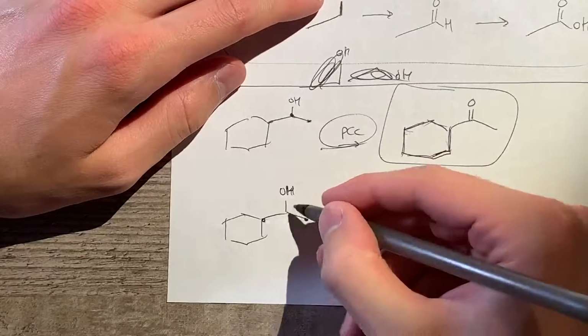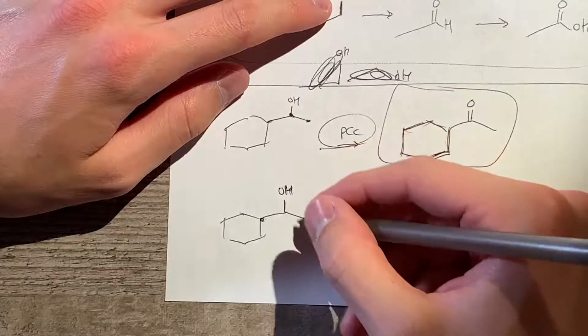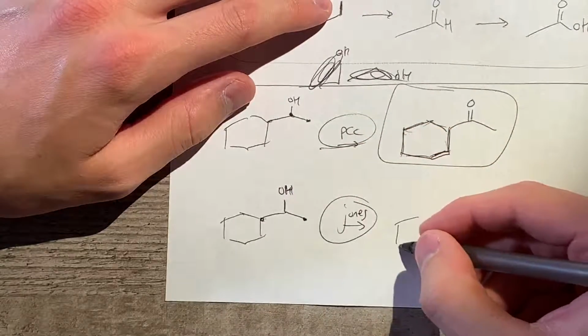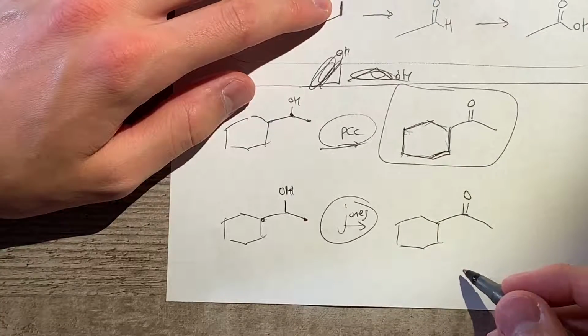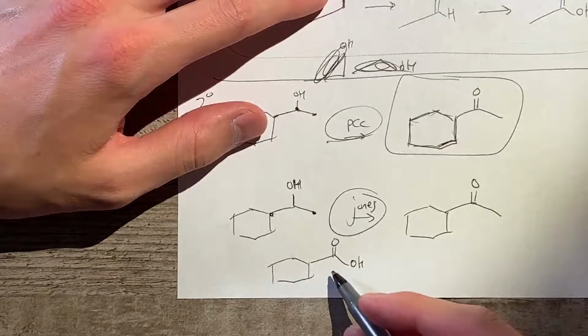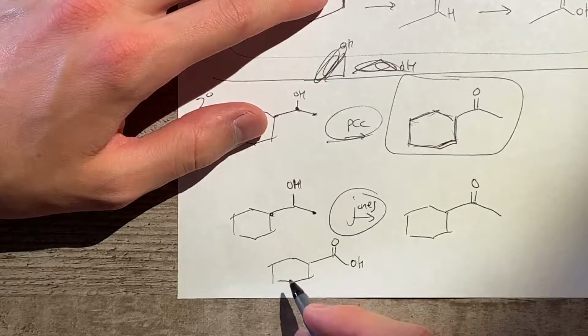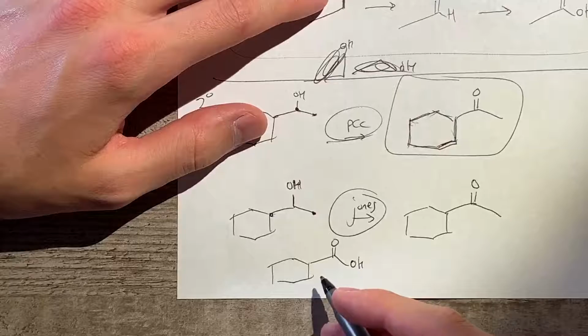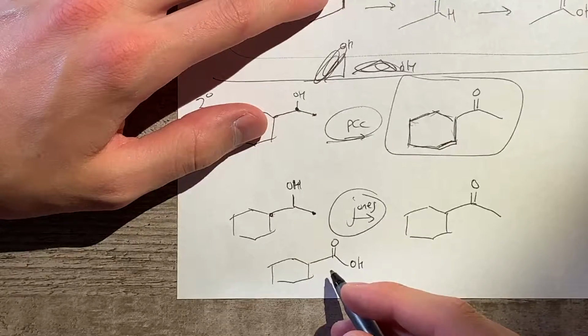However, we have a secondary alcohol, and there's no way to make a carboxylic acid, so we just make the ketone. Because if you try to make a carboxylic acid, this would be a humongous mistake. Huge. Massive mistake. Simply terrible mistake to make.